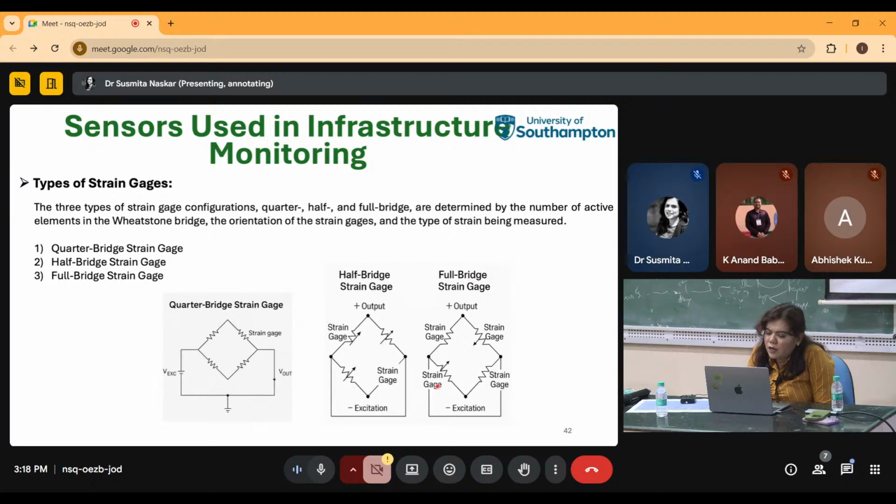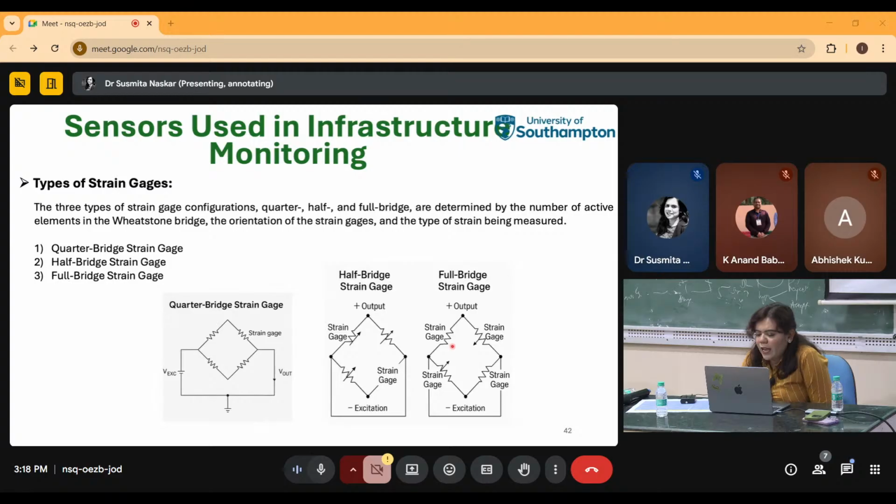If you try to choose between these configurations, it depends on the accuracy required. If you don't need too much accuracy, or you need something in between, then you can use any one of these. But if you need a very precise model, especially when we talk about the safety of bridges or buildings, in most cases we use the full bridge strain gauge. So choosing between the configurations depends on the accuracy we need, the environmental conditions we have, and the type of strain being measured.